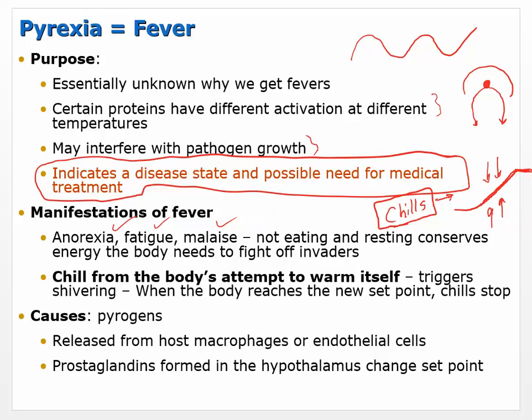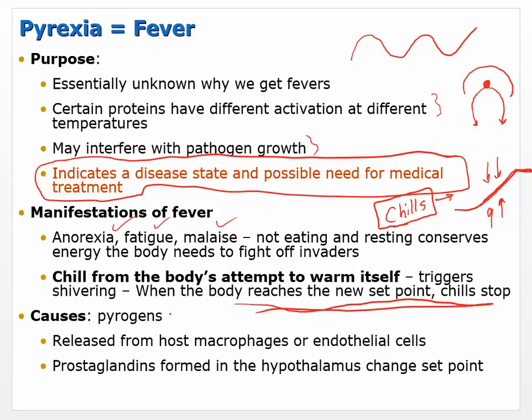And once you've reached that new set point of 39 degrees, you won't have the chills as much. You still want to maintain it, so you might feel it a little bit, but the severity will definitely go down. So chills come from the body's attempt to warm itself. It triggers shivering, and when the body reaches a new set point, the chills stop.